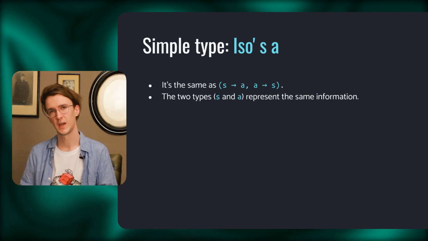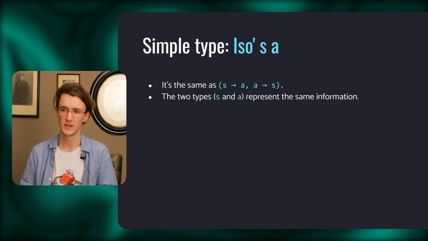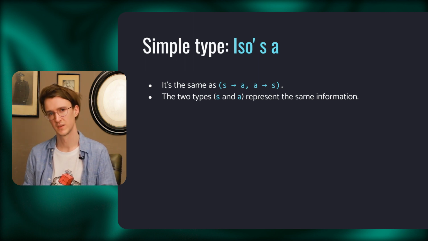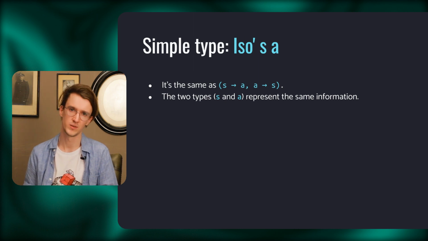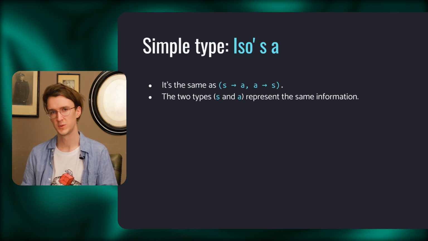If you have not encountered the term before, it's usually used as a synonym for equivalent. To learn more about this terminology, check out the blog post "What does isomorphism mean?" which we link in the course notes. Simply, type Iso S A means we have pretty much a pair of functions from S to A and from A to S. And the two types represent the same information.